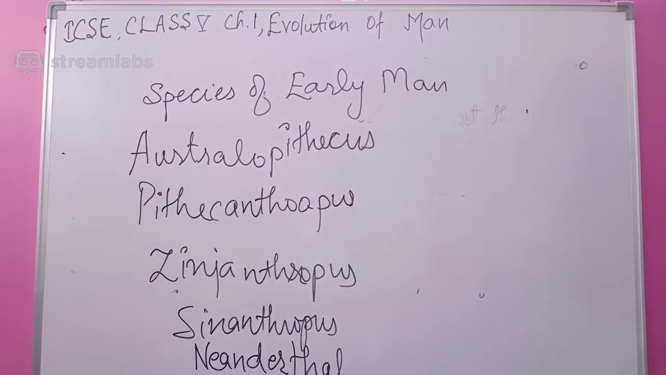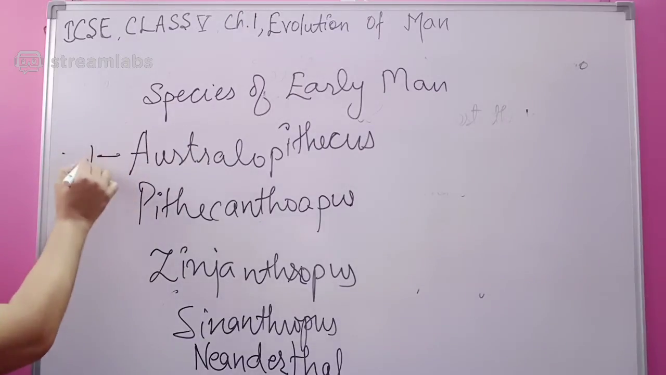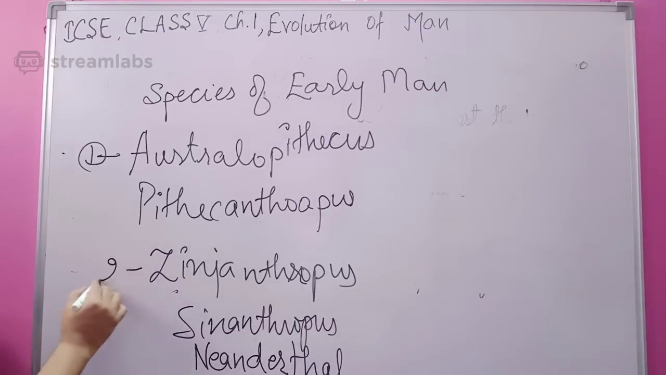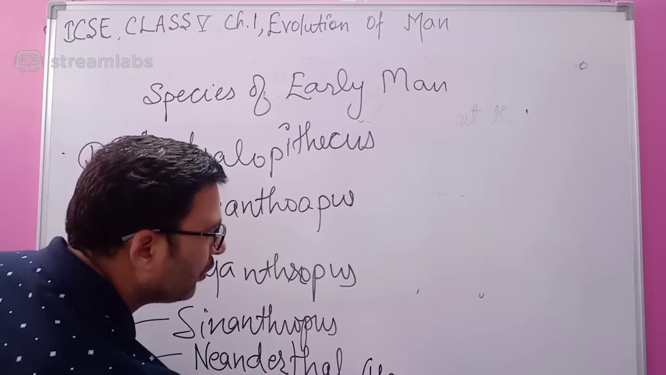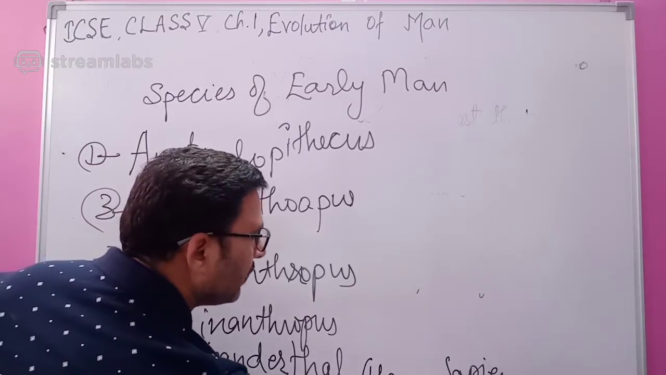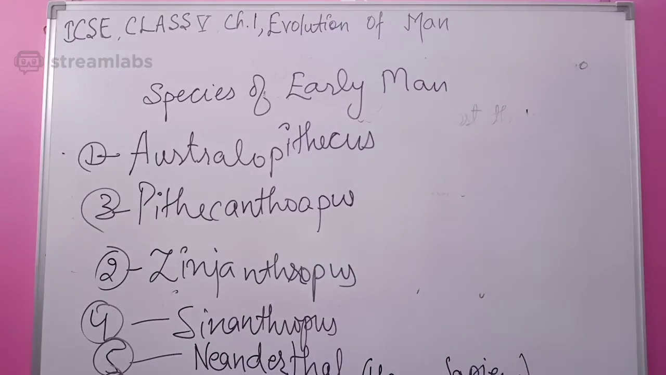Okay, now I'm just telling you the names. I've written the first one was Australopithecus. Second one is Zinjanthropus, third one is Pithecanthropus, fourth one is Sinanthropus, fifth one is Neanderthal, sixth one is Cro-Magnon, also known by the name of Homo sapiens.